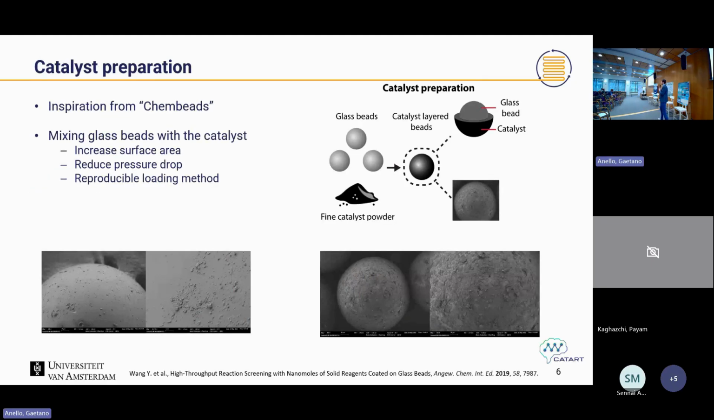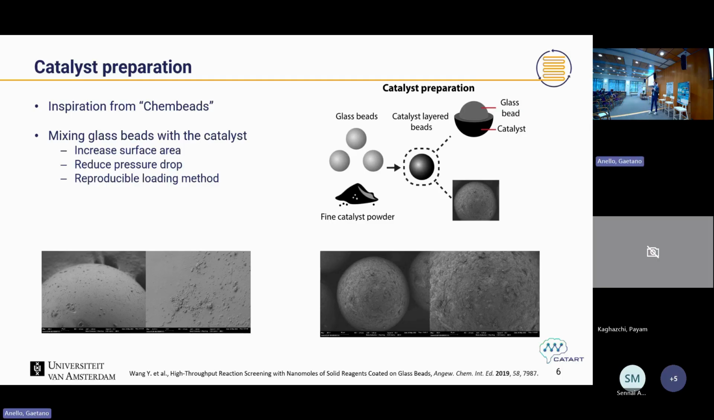Then to tackle the high pressure drop and the short circuiting, we actually took inspiration from CAM beads. I don't know if anyone is familiar with it, but it's basically AbbVie developed these CAM beads to weigh off very small quantities in high throughput experimentation. So what they do is they take regular glass beads, they take catalyst powder, they put them together and they mix. And after mixing them, you get a nice even layer of catalyst on your glass bead.